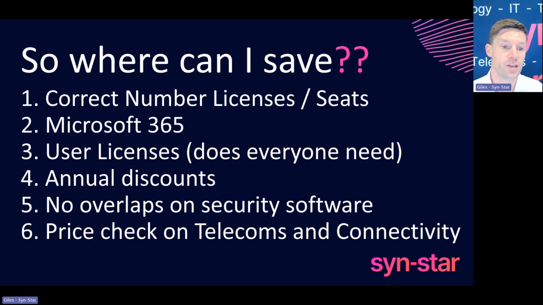The fifth is no overlaps on security software. Now, often there's different licenses that you may have when it comes to security. So an example might be that one product is advertised as an antivirus, and then you might have another product that is advertised as an endpoint detection and response. So two separate things, but sometimes the antivirus will come with the endpoint detection and response, and other times the endpoint detection and response may come with a level of antivirus.